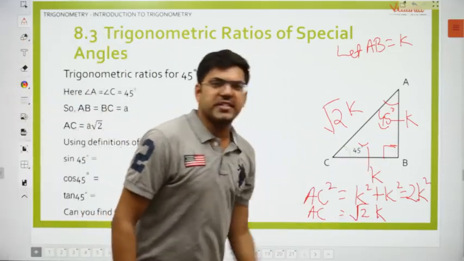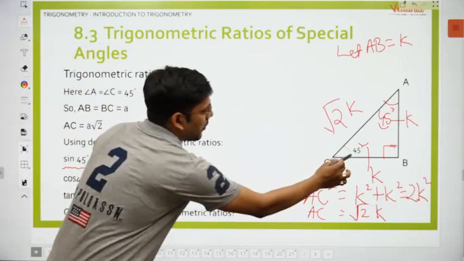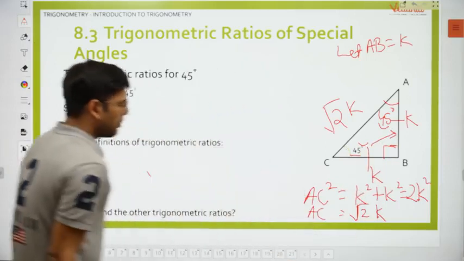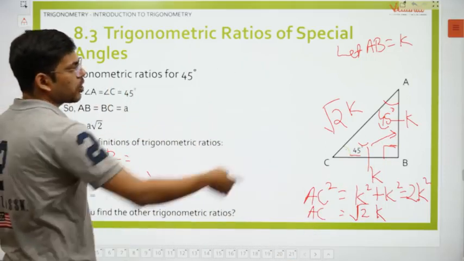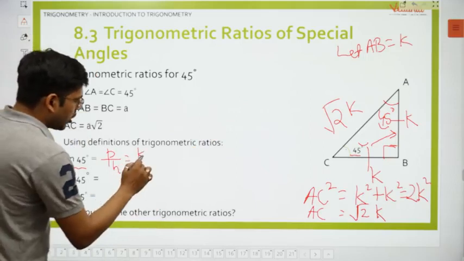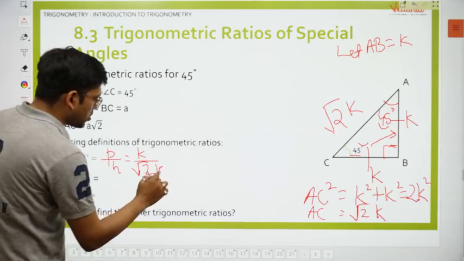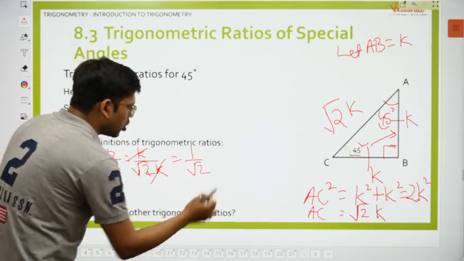Now you have got all the 3 sides. Now you have to find sine 45. See, sine 45 degree. This is the angle 45. If this is the angle, this is the perpendicular. Sine is perpendicular upon hypotenuse. Got it? Perpendicular is K. Hypotenuse is root 2 K. K cancels K. Answer is 1 by root 2.